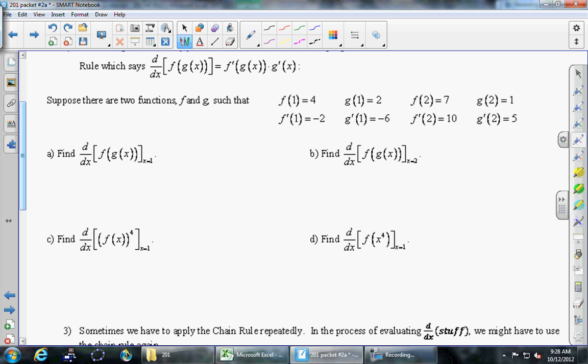So it says derivative of f of g of x, and then that means evaluated at x. I think it equals 1. It's hard for me to read on this. Okay, so we're going to find the derivative of f of g of x.